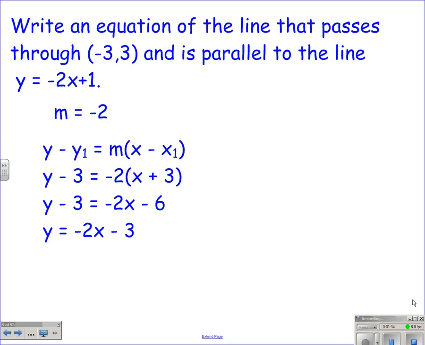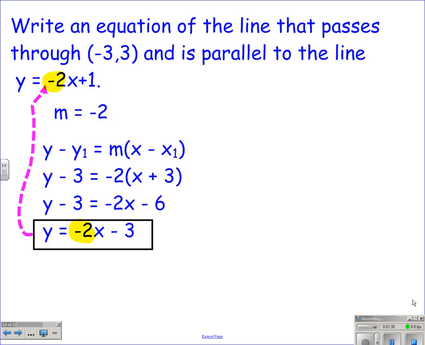The equation that we just came up with is parallel to the line that they asked us to be parallel to. And please notice the slopes are the same. In order for those two lines to be parallel, their slopes have to be equal. And our line goes through the point negative 3, 3. That was what we used in order to get to this equation in the point-slope form.